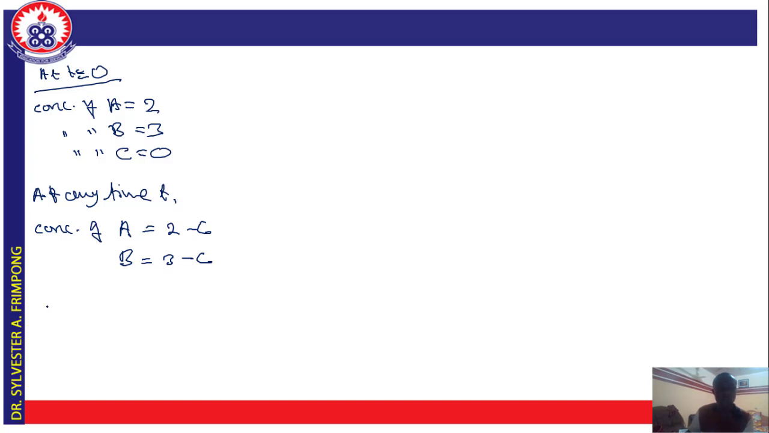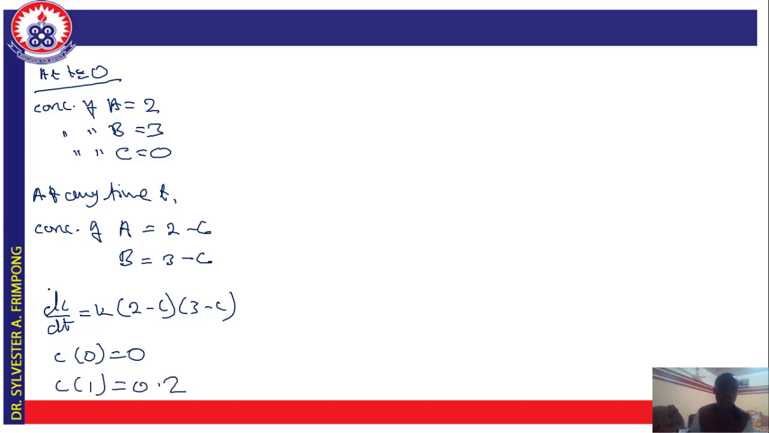So from the law of chemical reaction, the law of mass action, we are saying that the rate of change of the concentration is equal to K times 2 minus C times 3 minus C, with C of 0 being equal to 0 and C of 1 being equal to 0.2. So this is the model for the problem, and we need to solve this IVP, and it's separable.